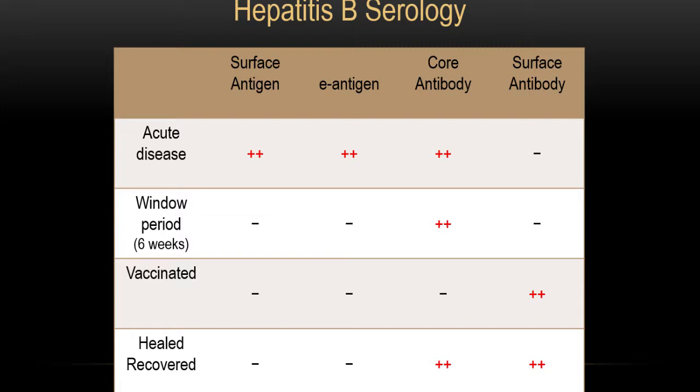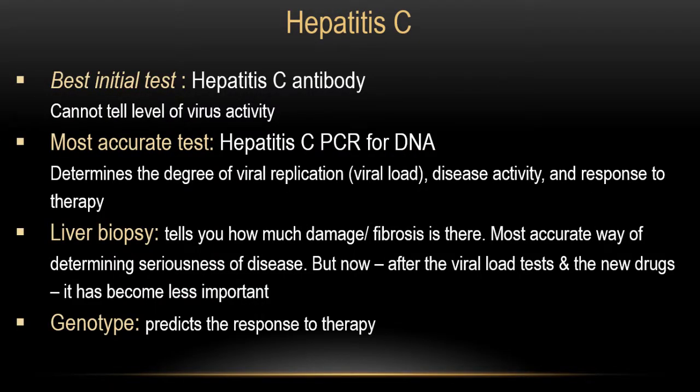When it comes to hepatitis C, it is very rare to find hepatitis C as an acute infection. Usually hepatitis C follows a kind of less acute course and it always tends to be more chronic. But the best initial test is when you detect the hepatitis C antibody. This cannot tell you the level of the virus activity.